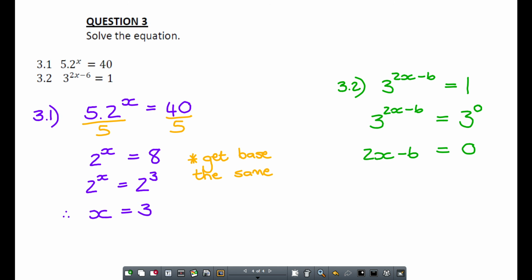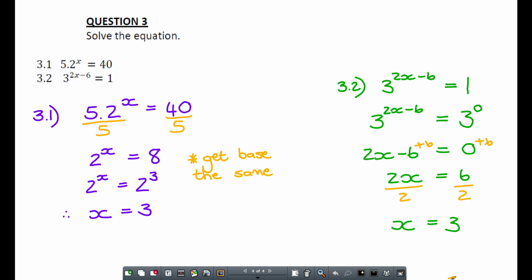Now I've got to get rid of that minus 6, so I say plus 6 on both sides. So your answer there will be 2x is equal to 6. And now we've got to get rid of the coefficient. So I divide both sides by 2, which means that x is equal to 3.